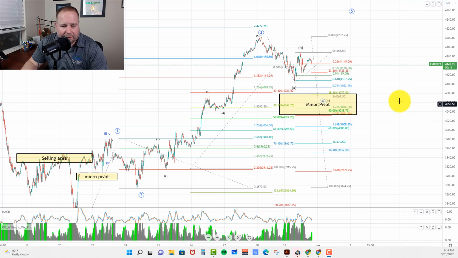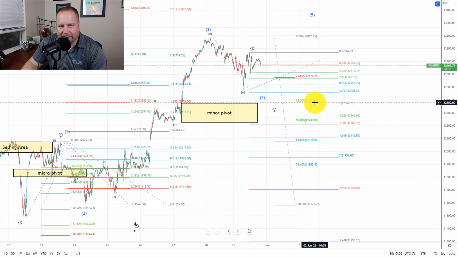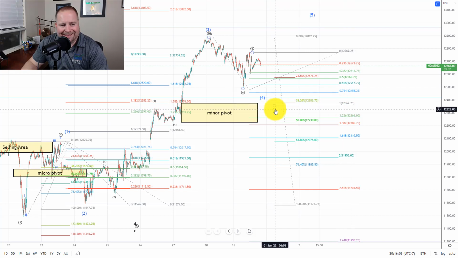Over on the NASDAQ, we have a very similar setup here. We got the move down in A, move back up in B, and then its C wave targets very close to its 382 extension as well at 12.362. That's where the C wave targets, and the 382 is at 12.383. So 12.383 is the 382 extension, standard support for a wave 4, but 12.362 is the wave C target.